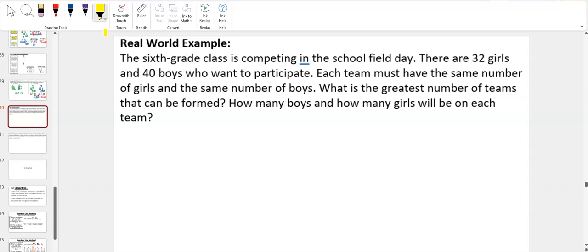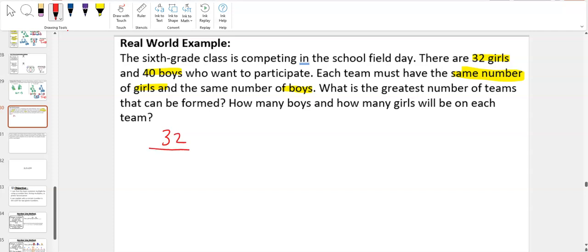Okay, so we're going to highlight some of the things that are important here. We've got 32 girls and 40 boys, and the teams have to have the same number of girls and boys. Okay, and we want to know the largest team and how many on each. So in order to solve this, because we're trying to make equal groups, we need to find the GCF of 32 and 40. We need to know what's the largest kind of groupings that we can make with 32 and 40.